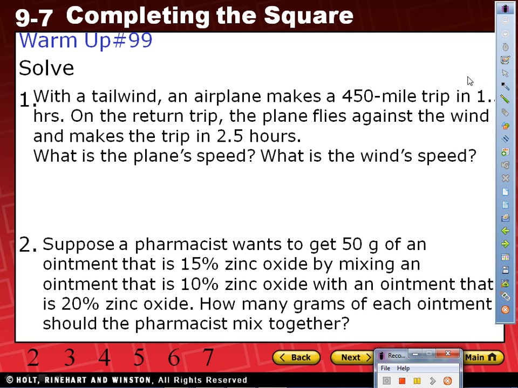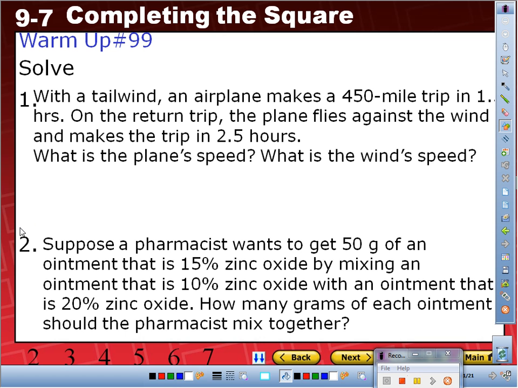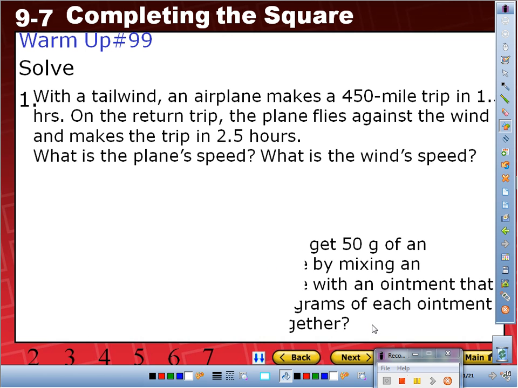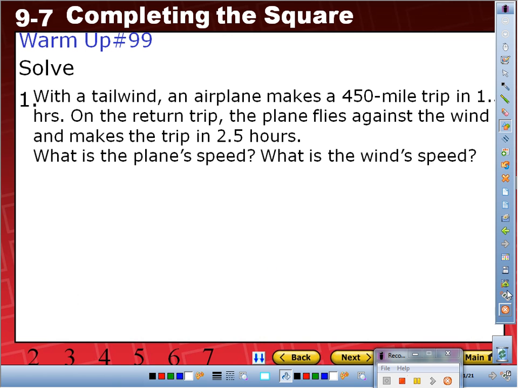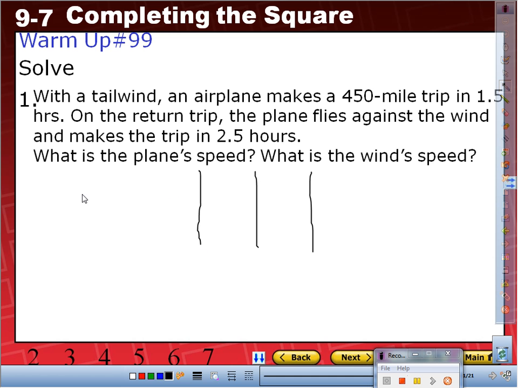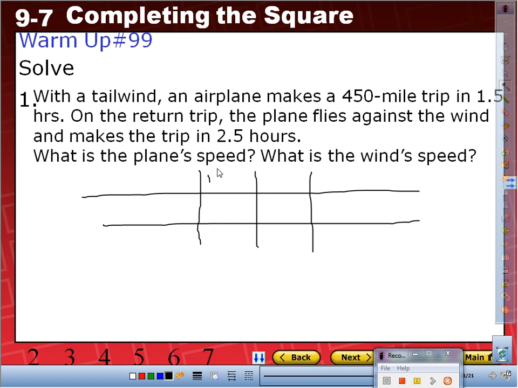Okay, I'm going to go ahead and get started with number 1. Like I said, by now we should be able to do those automatically. For this one, our setup, once again, is the same: 3 lines down, 2 lines across. This is a rate problem, so it's rate times time equals distance.